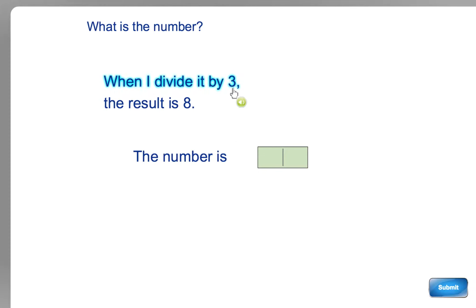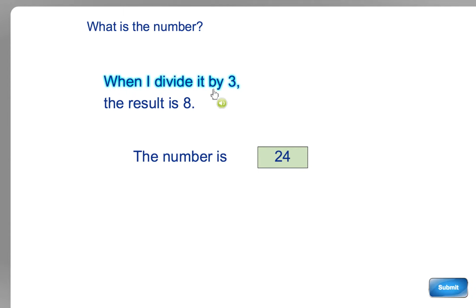When I divide it by 3, the result is 8. So if I think to myself, if I divide it by 3, the opposite of dividing something by 3 is timesing by 3. So if I get 8 when I divide it by 3, if I times 8 by 3, I'm going to get 24. It's the opposite. Now I'll just check it.